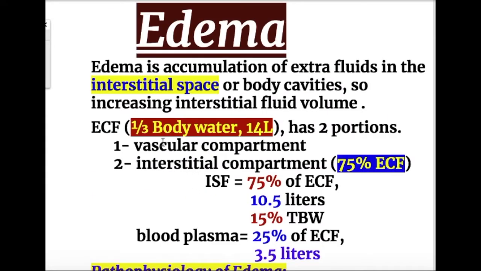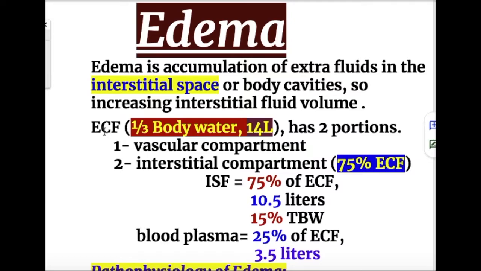Now edema. So what's edema? Edema is accumulation of extra fluid in the interstitial space or body cavity, so increasing the interstitial fluid volume. The extracellular fluid contains 1/3 of body water, which is about 14 liters, 2/3 of the body water being the intracellular, which is 28 liters.